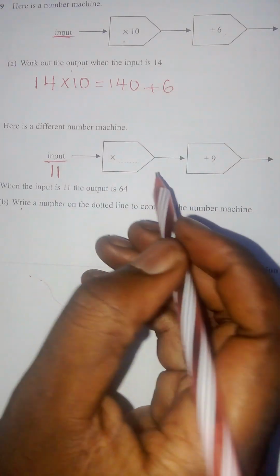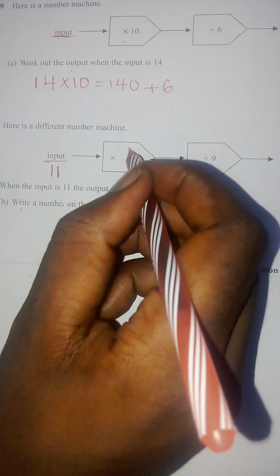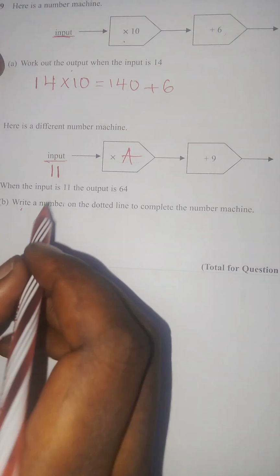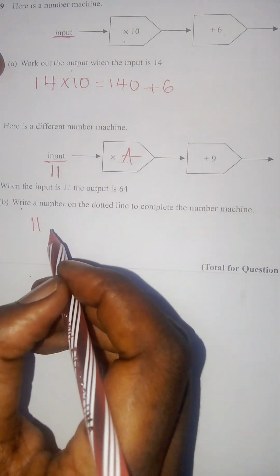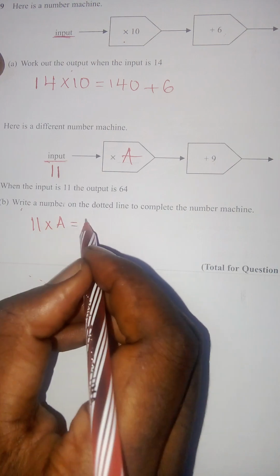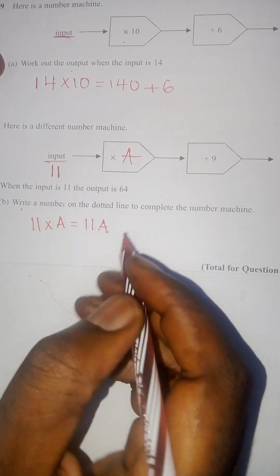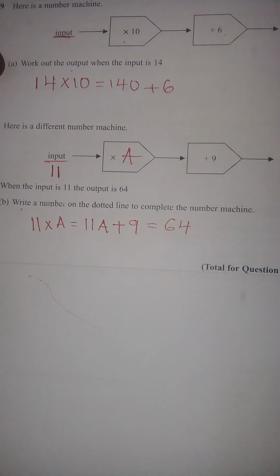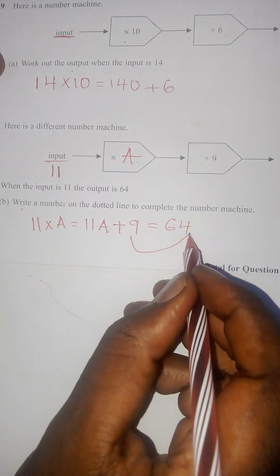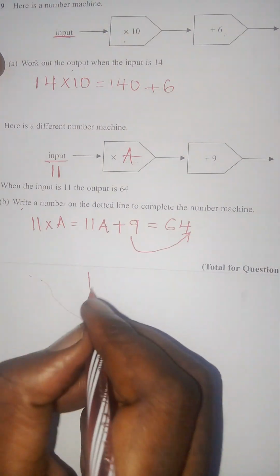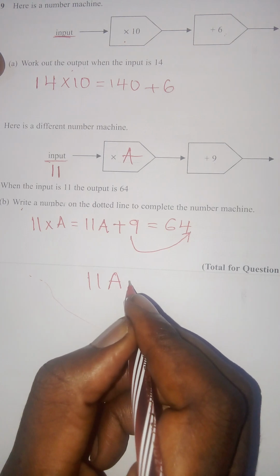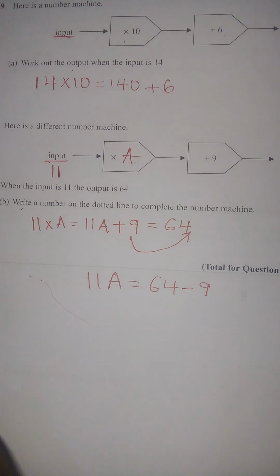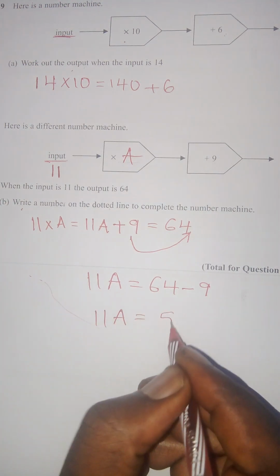Let us say the number here is A. Just any letter, any abbreviation that you want. It will take the number 11 and multiply by A, which will be 11A. 11A added to 9 gives 64. So collect the like terms. You bring it to the other side to have 11A equals 64 minus 9. Therefore, 11A is 55.